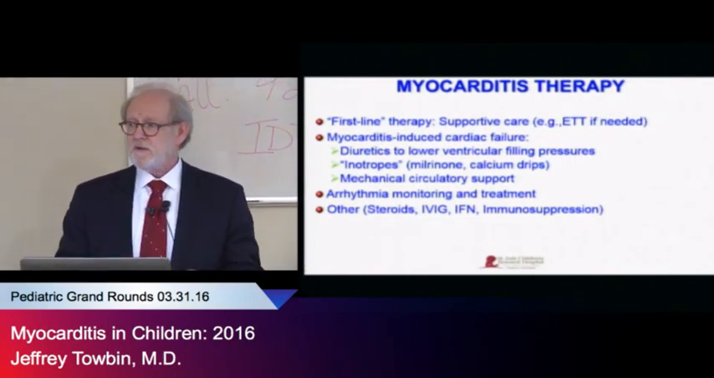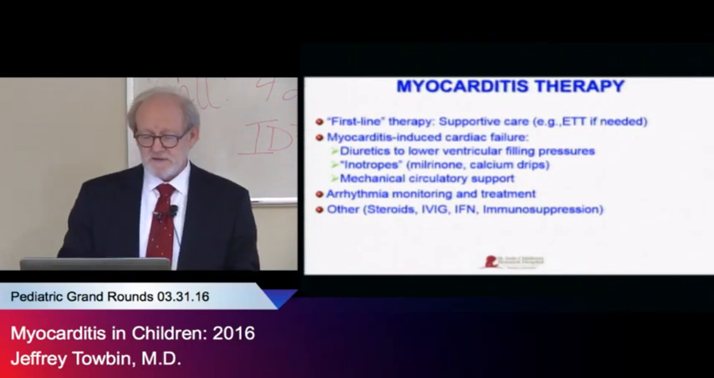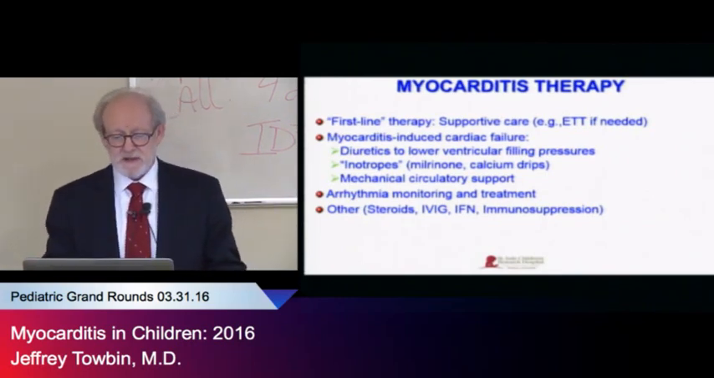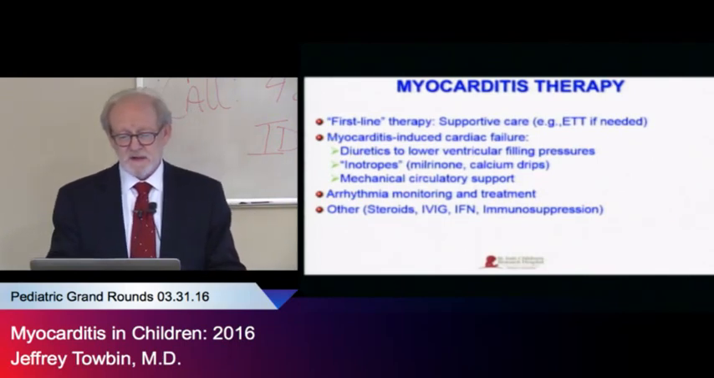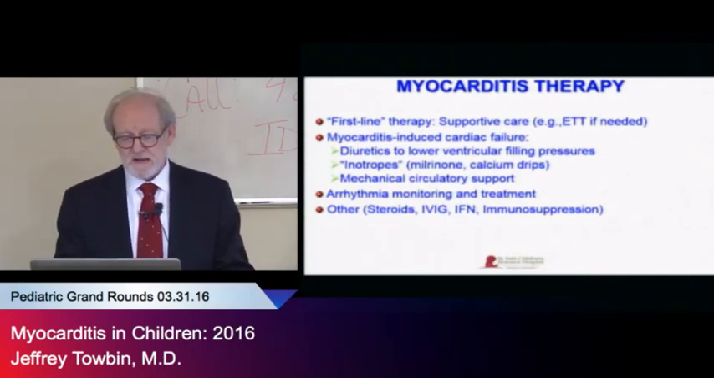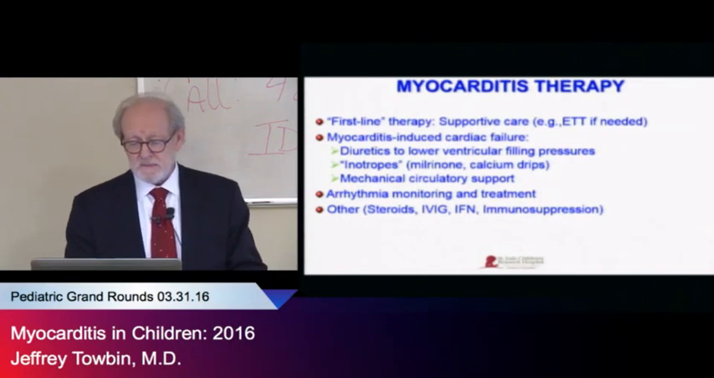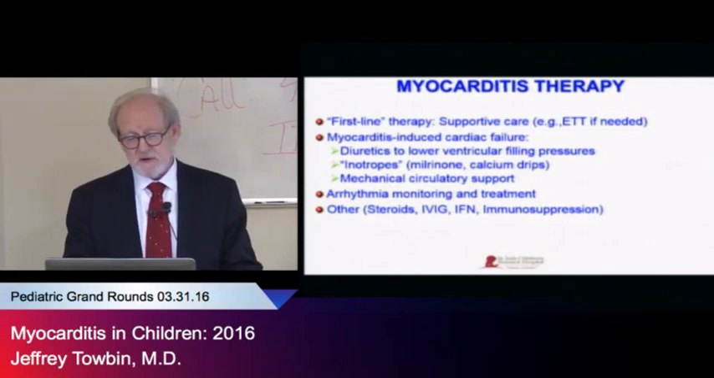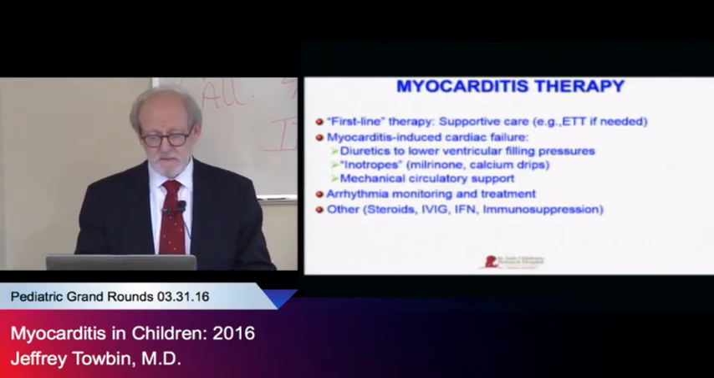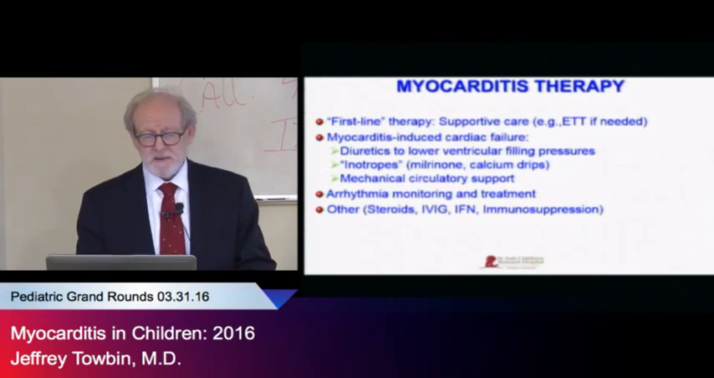Heart failure, diuretics are key in these patients. Inotropes, we don't use the usual inotropes in these patients. We don't use dopamine, dobutamine, epi, norepi. We use milrinone and calcium plus or minus vasopressin to get them over the hump and not have a very high mechanical stress. Or we put a mechanical device in, a ventricular assist device. Monitor for arrhythmias and treat it if you have them, because this is a pretty irritable myocardium.